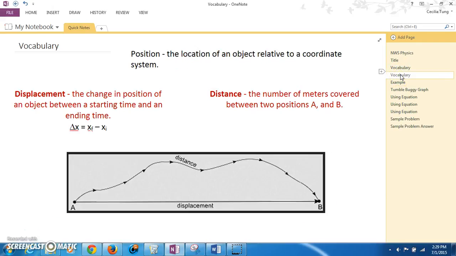The next two terms are displacement and distance. It is easiest to show these with a diagram. The figure here shows that the distance, along this line here, is the actual number of meters, feet, or miles traveled between 2 points A and B, while displacement is the straight line measurement. Displacement is always defined as the final position minus the initial position.